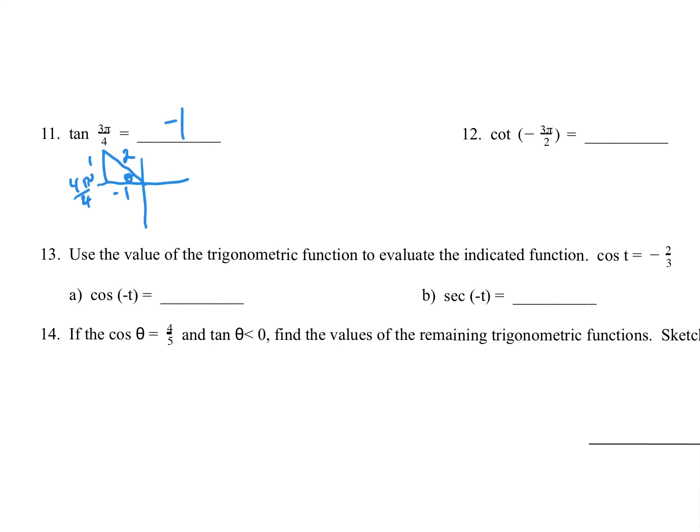Number 12, cotangent of negative 3 pi over 2. Well, that's 270 degrees, but in the negative direction, so it's actually 90 degrees. And 90 degrees coordinates is 0 comma 1. Cotangent is x over y, which is 0 over 1, which gives me plain old 0.